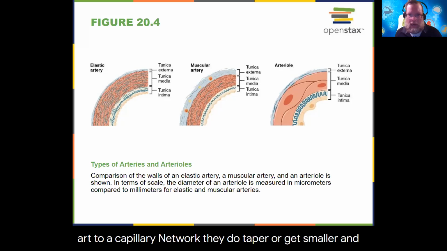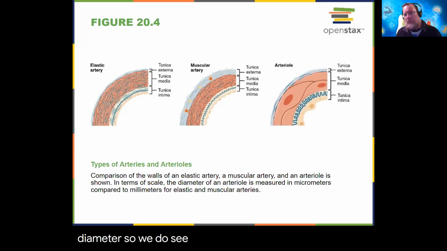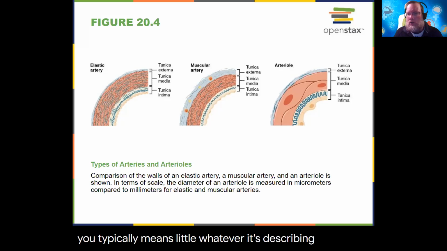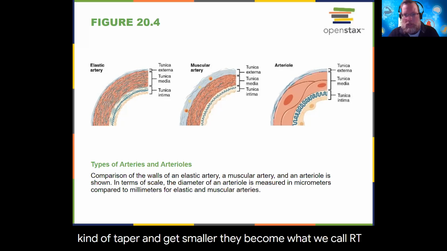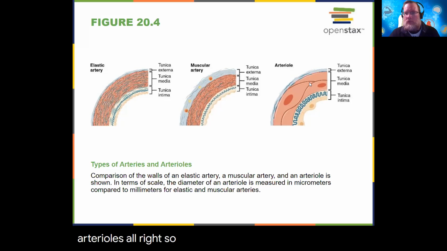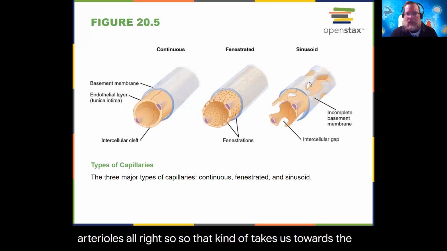Now, as arteries start to get closer and closer to a capillary network, they do taper or get smaller in diameter. So we do see the arteries actually become what are called arterioles. So you can see that OLE on the end. And again, whenever we have an ELLE or an L at the end of something, or a UL or an OL, a ULE or OLE, it typically means little, whatever it's describing. So arteriole, in essence, means little artery. So again, as arteries taper and get smaller, they become what we call arterioles.